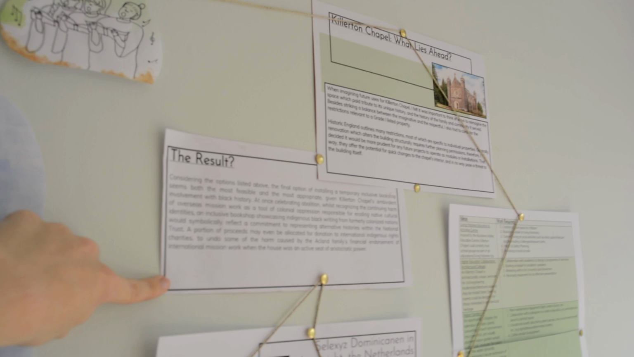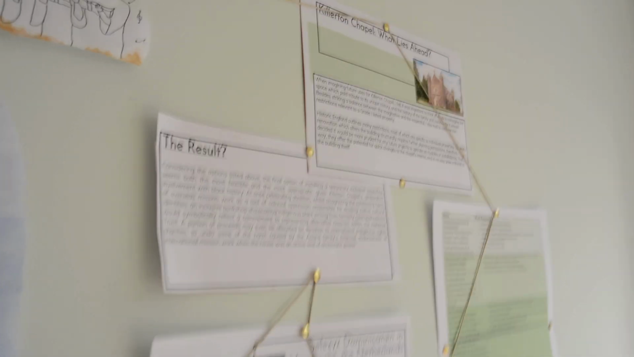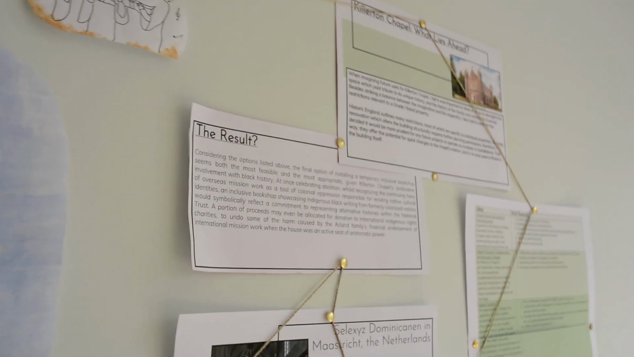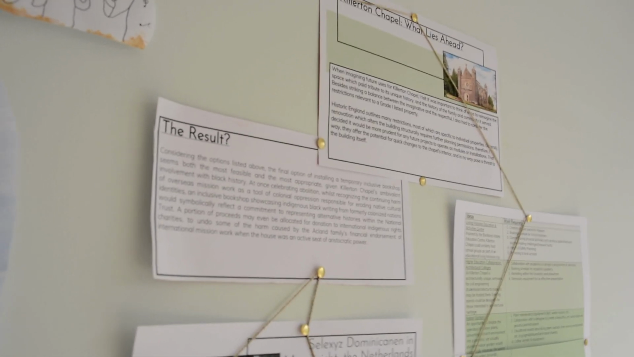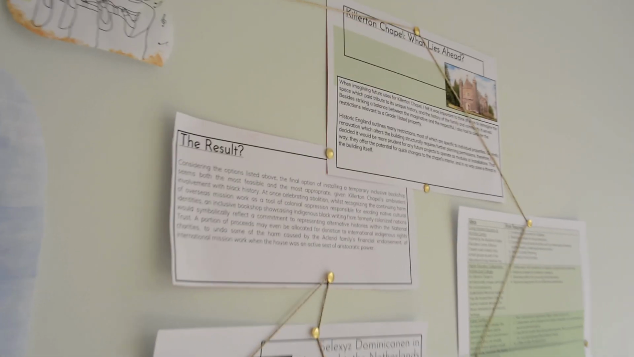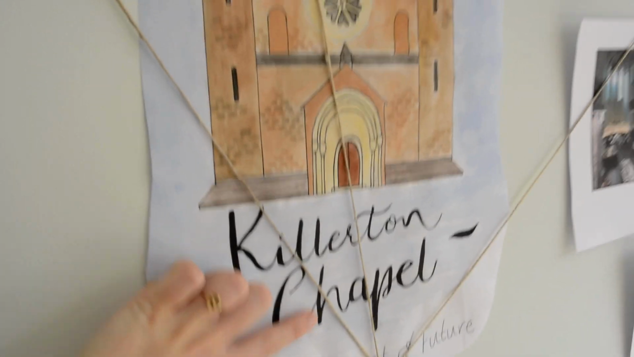Here I've just summed it all up. Considering the options listed above, the final option of installing a temporary inclusive bookshop seems both the most feasible and the most appropriate, given Killerton Chapel's ambivalent involvement with Black history. At once celebrating abolition whilst recognising the continuing harm of overseas mission work as a tool of colonial oppression responsible for eroding native cultural identities, an inclusive bookshop showcasing Indigenous Black writing from formerly colonised nations would symbolically reflect a commitment to representing alternative histories within the National Trust. A portion of proceeds may even be allocated for donation to international Indigenous rights charities to undo some of the harm caused by the Ackland family's financial endorsement of international mission work when the house was an active seat of aristocratic power. So that brings us back to the beginning.